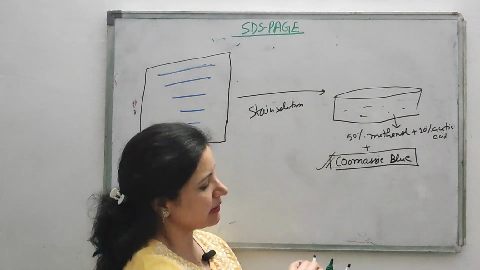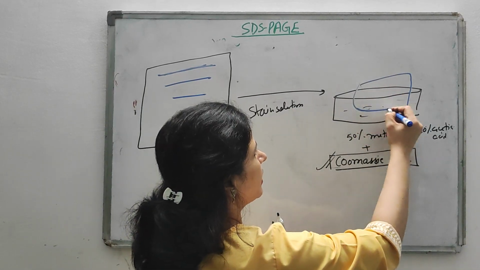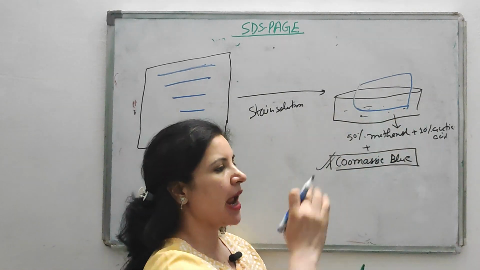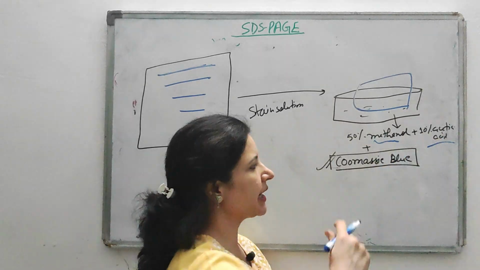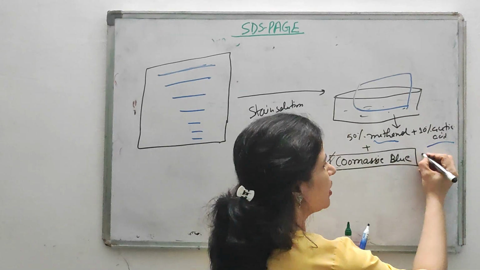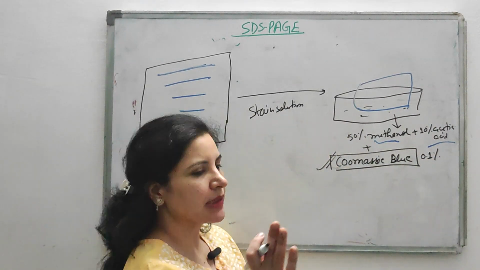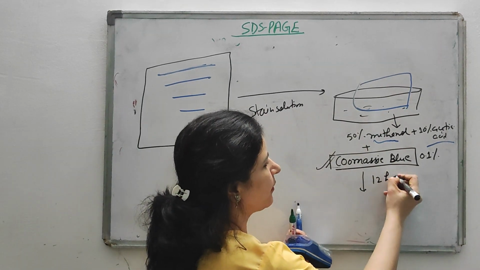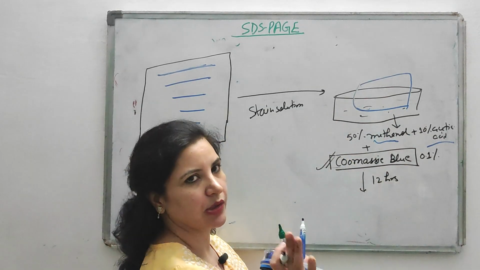So suppose this is your agarose gel and you will put it in a petri dish, and that petri dish contains 50% methanol, 10% acetic acid and your Coomassie blue dye. What is the percentage of this Coomassie blue? It is around 0.1%. Got it? And you will leave the gel in this dye for up to 12 hours, just leaving it in the stain solution.